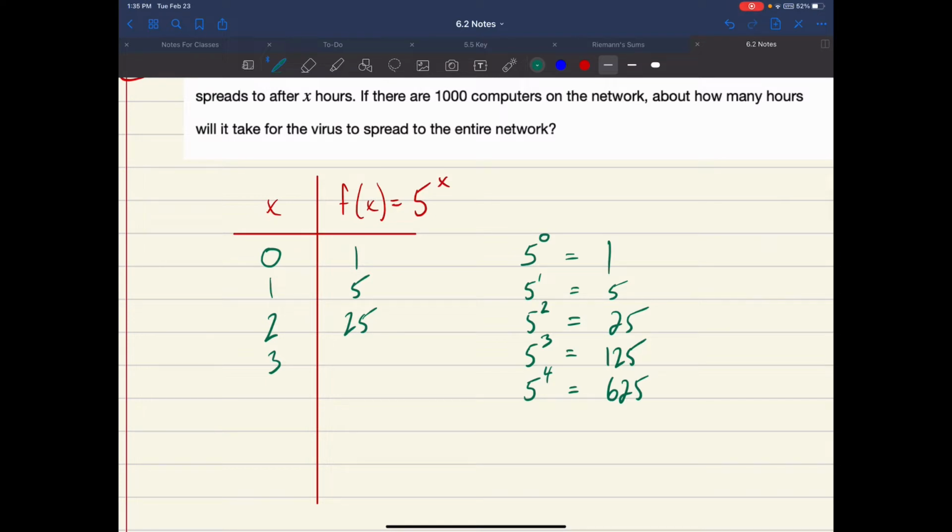So the next number would be 3,125. And I'm going to stop there because I actually went over 1,000. So I'm going to plug in my numbers here. So I have 125. At 4, I had 625. And at 5, I had 3,125.